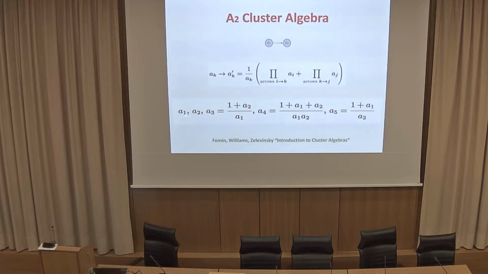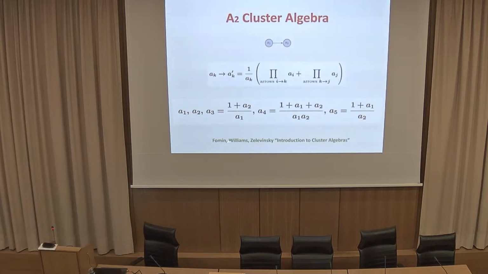Okay, so this set of variables, A1, A2, A3, A4, A5, is called the A2 cluster algebra, and there are only 5 of them. These are called cluster variables. Now, of course, this gets more complicated. There are many introductions, but I refer you to one if you want to learn more, though it's a whole class that many departments teach.